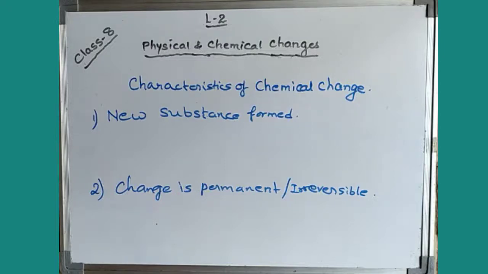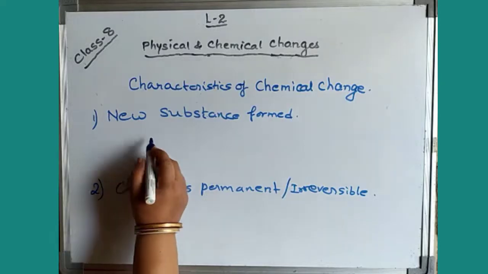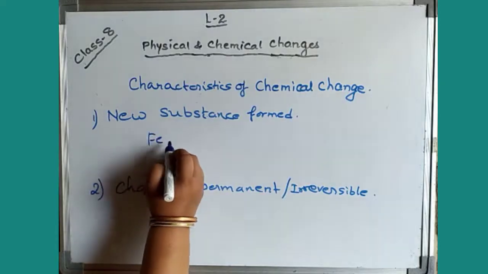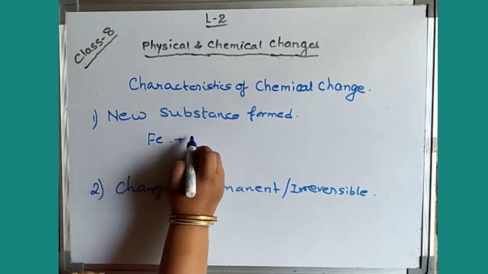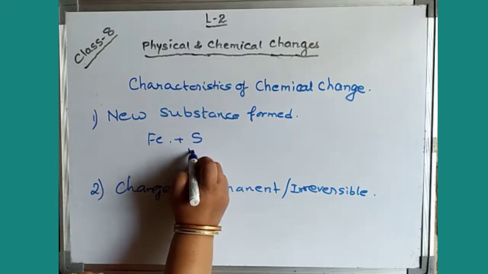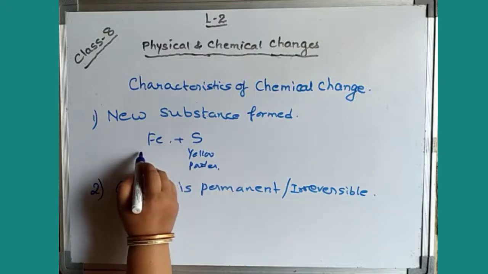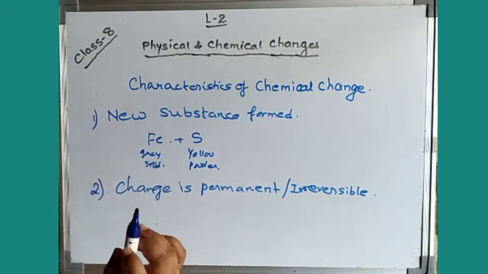Let us see the characteristics you have learned in physical change. The opposite will be there in the characteristics of chemical change. In physical change we learned that no new substances form. Here, new substances form. Let us take an example. Iron is a grey color metal, a solid, plus sulfur, which is a yellow powder. Iron is a grey, solid, shining metal.